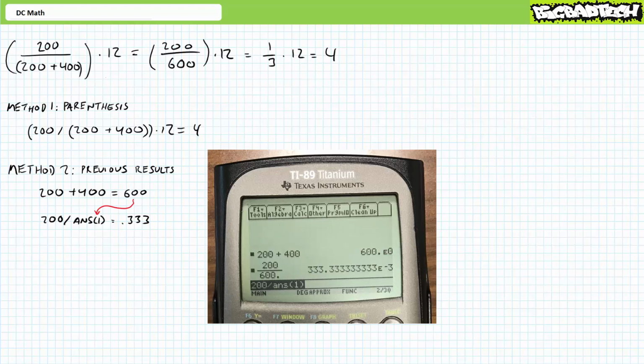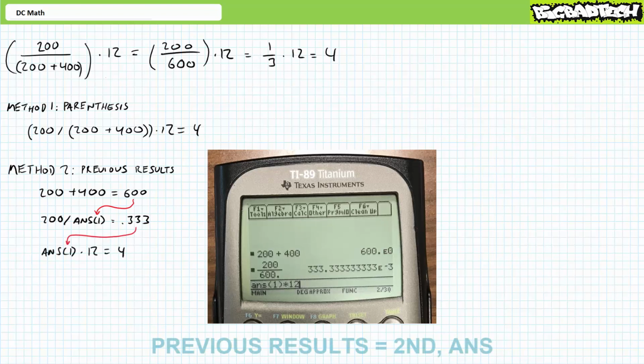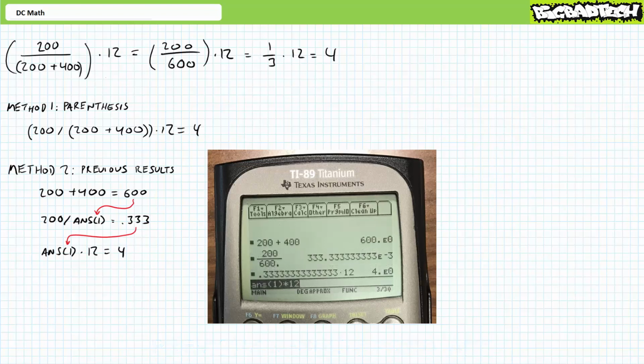Now we need to multiply this by 12. Again, don't you dare manually re-enter this data. It's a waste of your time. Simply use the previous results, either second answer times 12, or just start with times 12, and the calculator immediately goes up and grabs the previous results and inserts them in front of the multiplication operator. Press enter. The calculator returns 4 as we might expect.